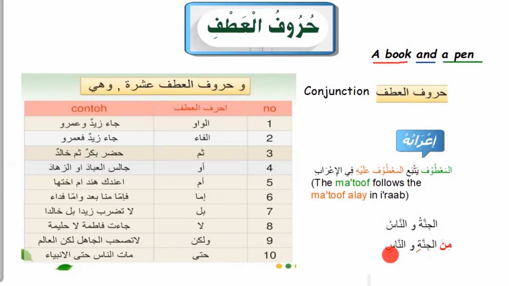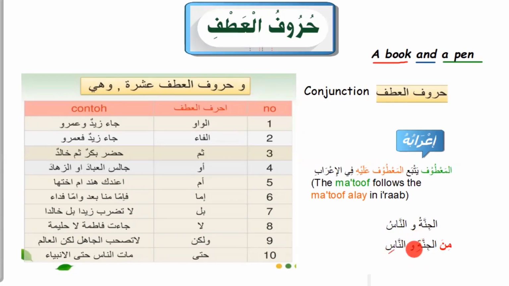So the case ending of the last letter, whether it is majrur, marfu or mansub, will depend on whatever the ma'tuf alay has. Whatever the i'rab of the ma'tuf alay is, that will be the i'rab of the ma'tuf. So don't say there's no harf jar anywhere between the wa and the nasi, but it has kesra, why is it so? Whenever a conjunction is holding two words, phrases or sentences, the i'rab of the first, the ma'tuf alay, will be the same as the second, the ma'tuf. So that's why minal jinnati wan nasi. I hope that is clear.